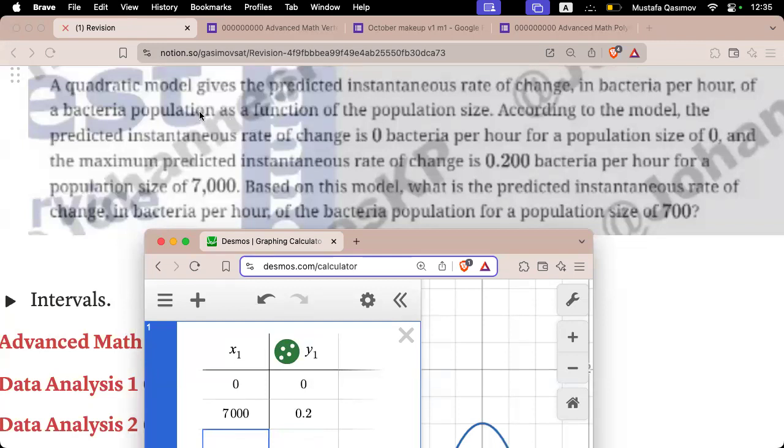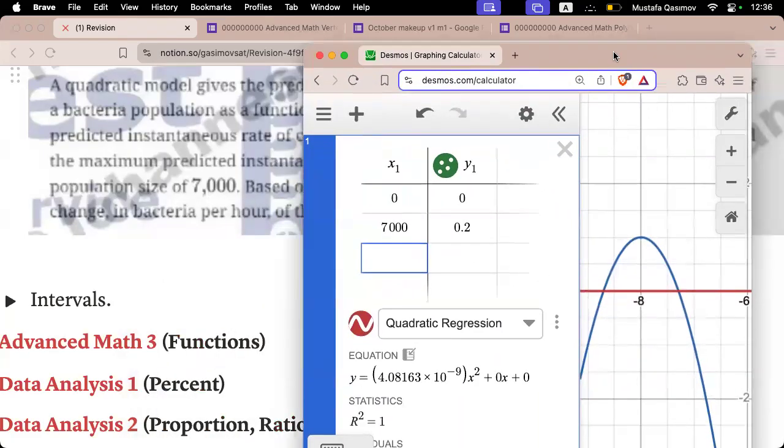So when it says the quadratic model gives the predicted rate of change, that is y. It means that 7,000 is x and 0.2 is y. You can think of it like that. It says that the maximum is 0.2, and for the vertex, y is the maximum. Yeah, the maximum is always y. So 0.2 is y. From here, you have two options.